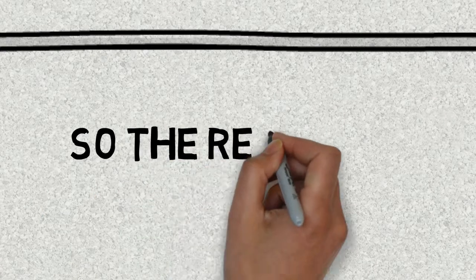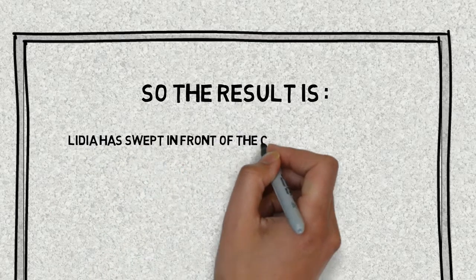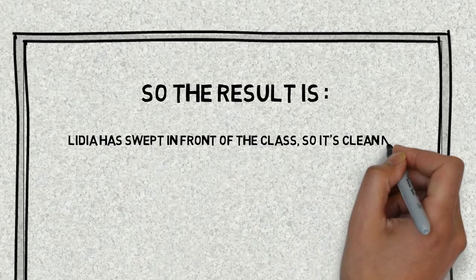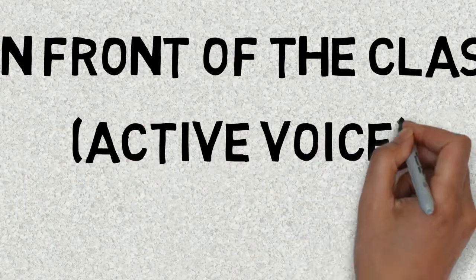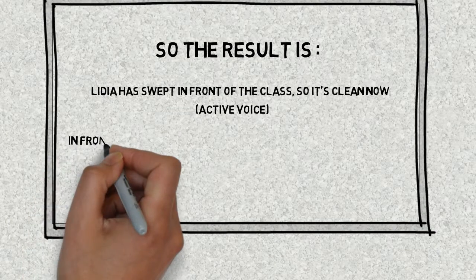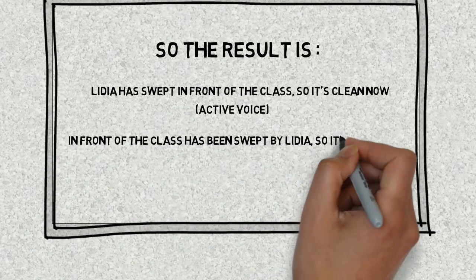So the result is, for the active voice, Lydia has swept in front of the class. And for the passive voice, in front of the class has been swept by Lydia.